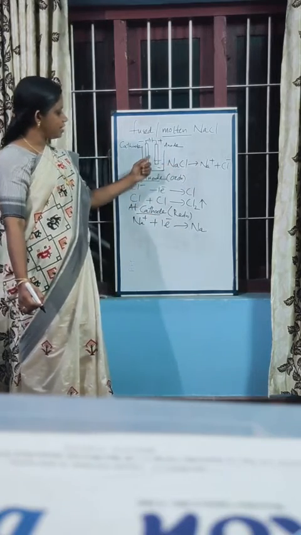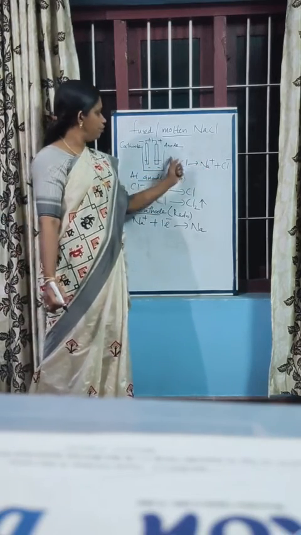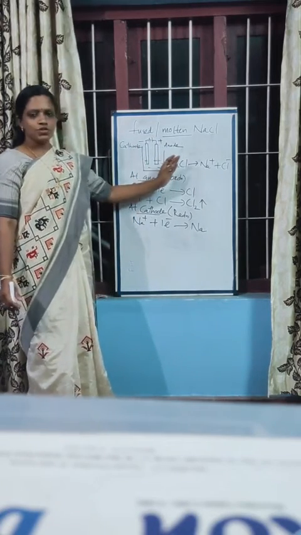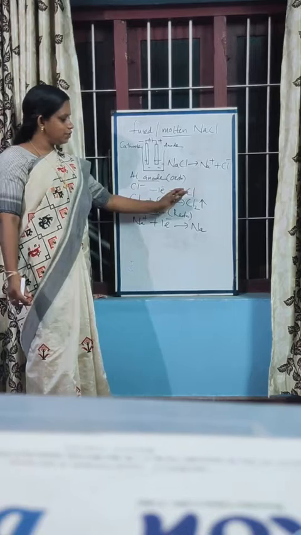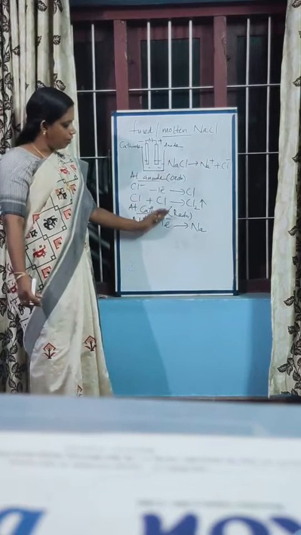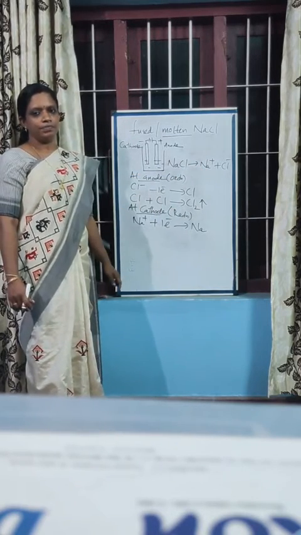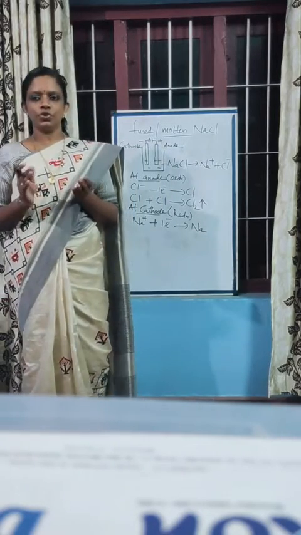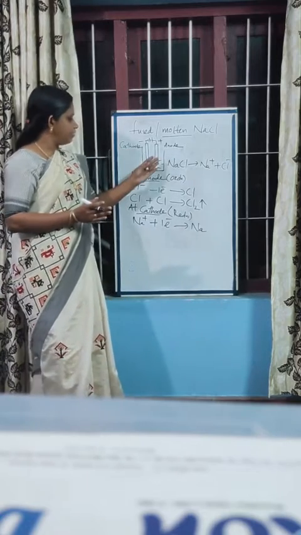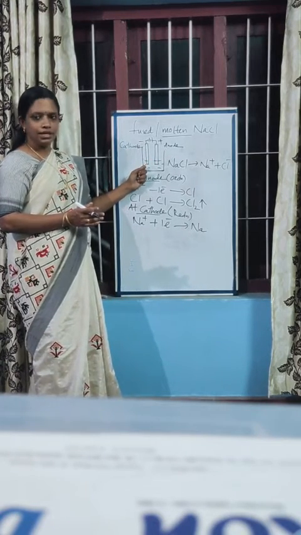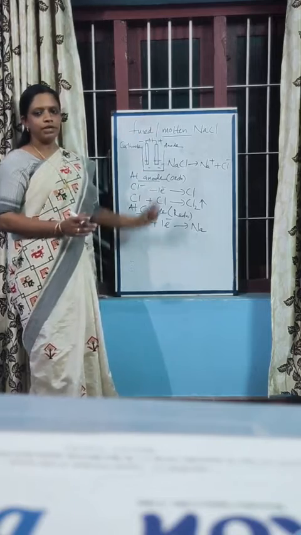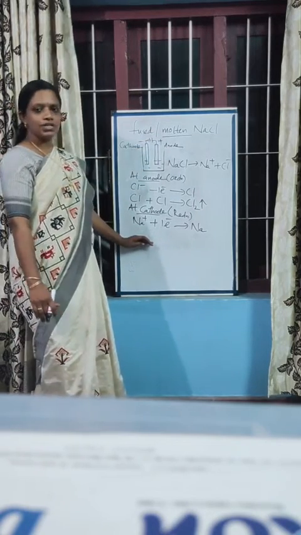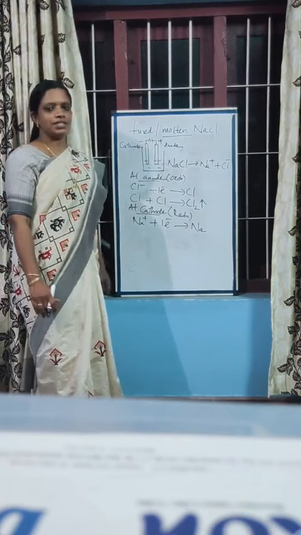So what will happen when electricity is passed through molten sodium chloride? It splits into sodium and chloride ions, and the overall reactions are like this. We split sodium chloride into two products, and at the end of the reaction we can see sodium is deposited at the cathode and chlorine gas is evolved from the anode. All these reactions are just because of the electricity.